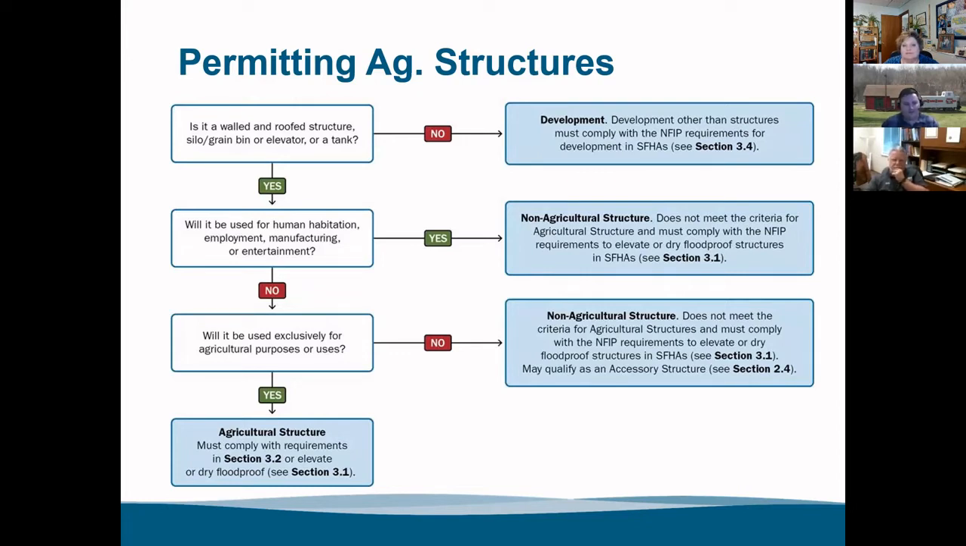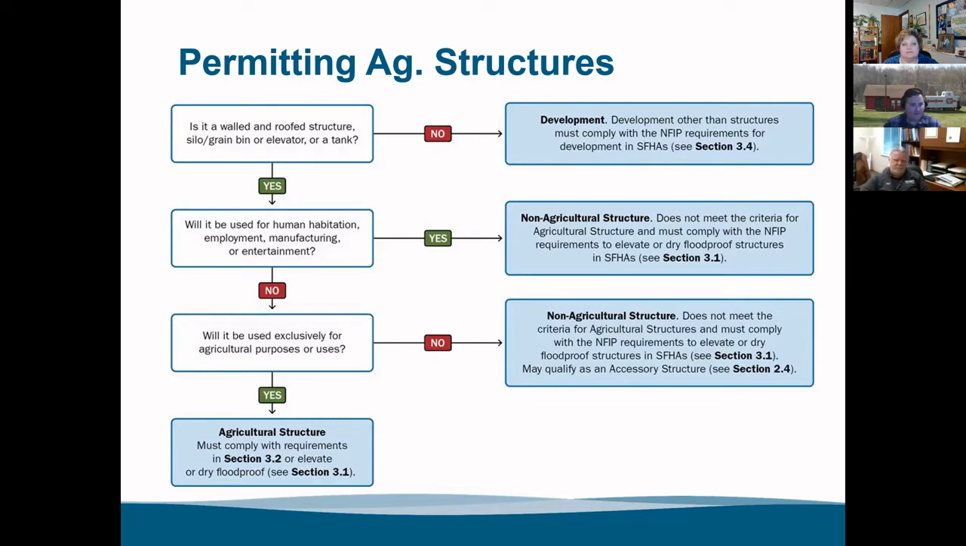So you ask yourself first if it's even a structure. Is it walled and roofed? This includes silos and grain bins or elevators. It's a little confusing, but they are technically walled and roofed. It's one continuous wall, but as long as it's walled and roofed, it's considered a structure. If it's not both walled and roofed, maybe it's a pole barn without walls or a livestock pen without a roof, then this is just considered development, and you would permit it to comply with your ordinance as such.